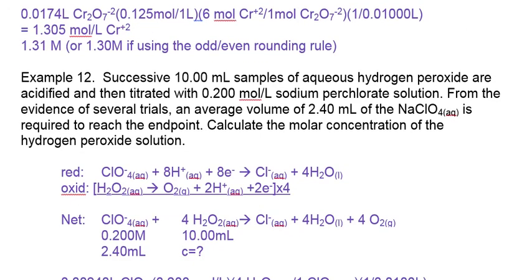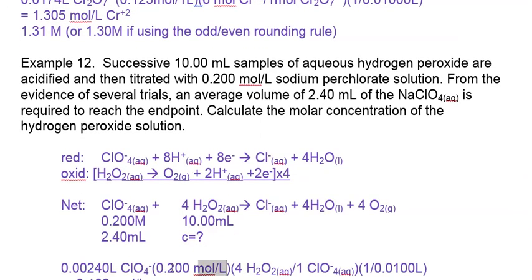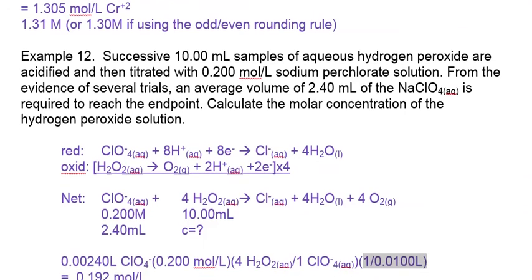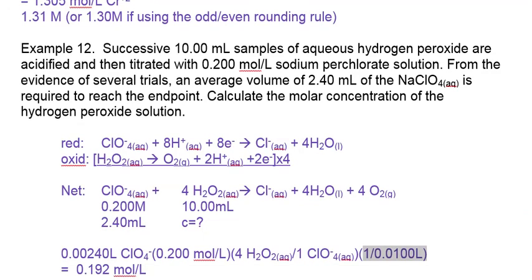So we end up with concentration times volume gives us our moles, mole ratio to find our unknown substance, divide by volume to get from moles to concentration. When we put that one to the right number of significant figures, 3 sig figs, 0.192 moles per liter.